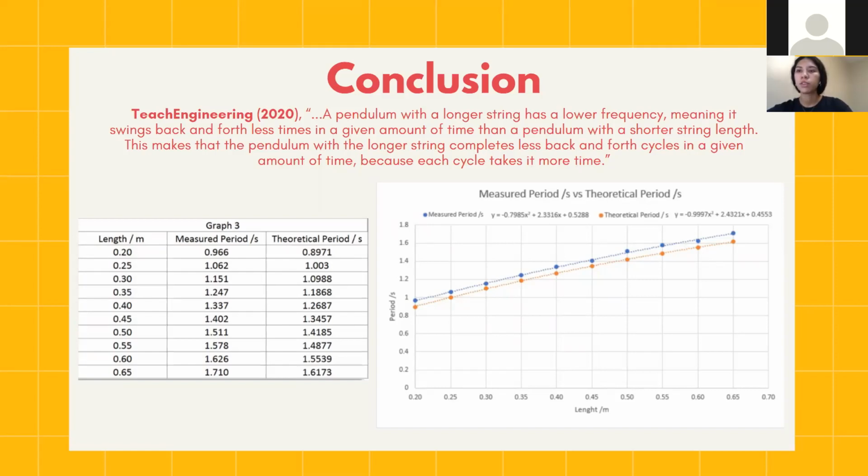And we can also prove this fact if we read what Teach Engineering 2020 states. They say that a pendulum with a longer string has a lower frequency, meaning it swings back and forth fewer times in a given amount of time than a pendulum with a shorter string. This makes the pendulum with the longer string complete fewer back and forth cycles in a given amount of time, because each cycle takes more time.